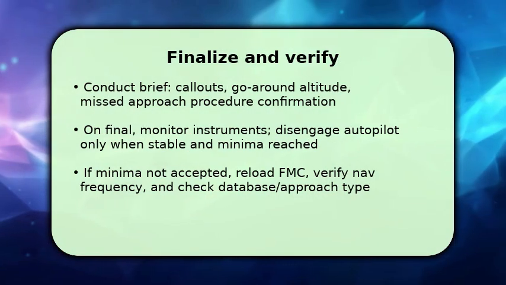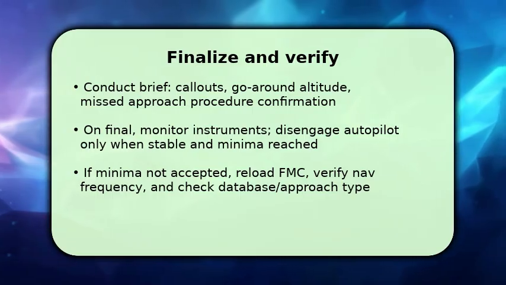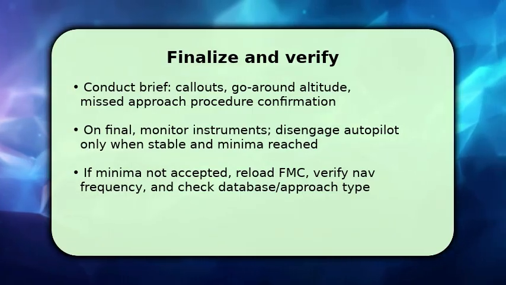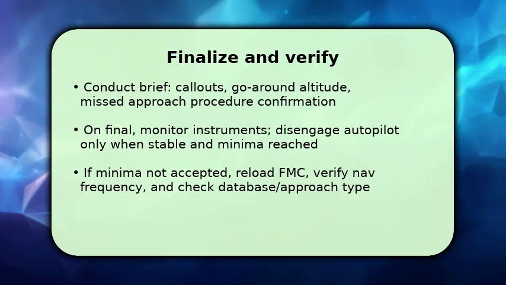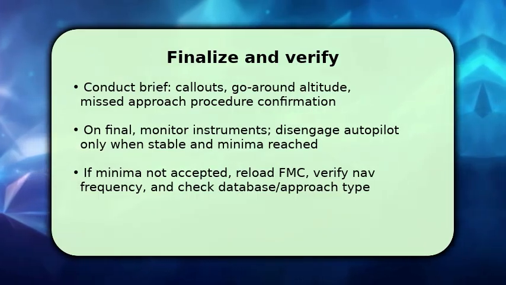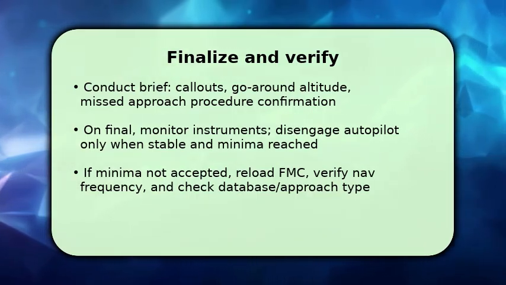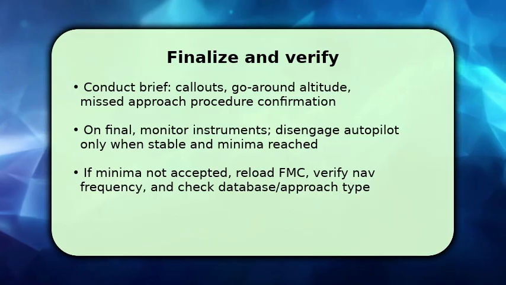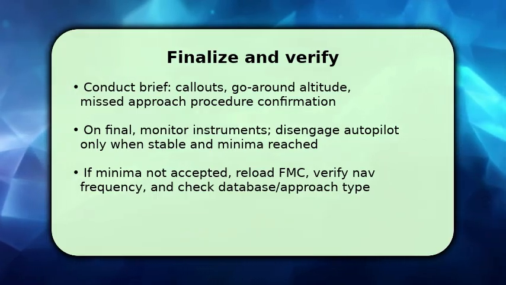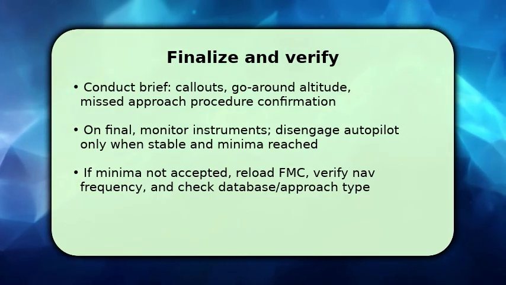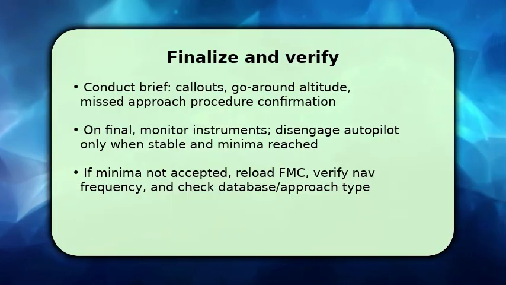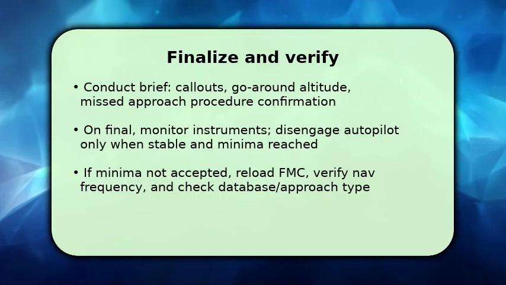Finish by briefing the final approach with the crew. State the DA or MDA, RVR minima, go around altitude, and missed approach procedure so everyone knows roles and callouts. As you intercept the final path, monitor the PFDs and glide slope. Make the decision at the displayed minima and fly the missed approach if you do not have required visual references.